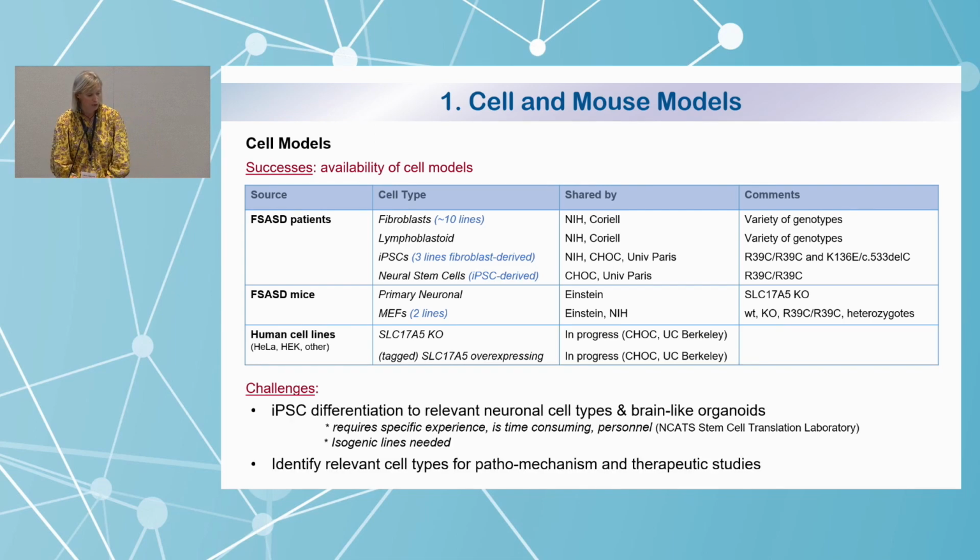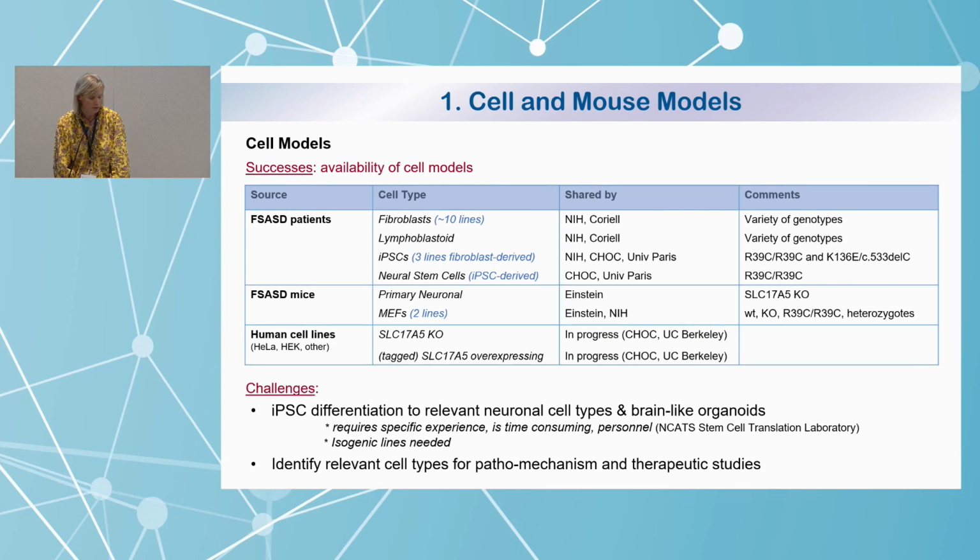So some challenges at this point that we're working on is in which cell types to differentiate the available iPSCs and which brain-like organoids we should work on. All of this requires specific experience. It's time-consuming. It requires personnel. Our consortium is limited in resources and personnel, so we have to make good and wise choices there. We're lucky to have included the NCAT Stem Cell Translational Lab in our consortium, which hopefully can help us advise or create some of these models.